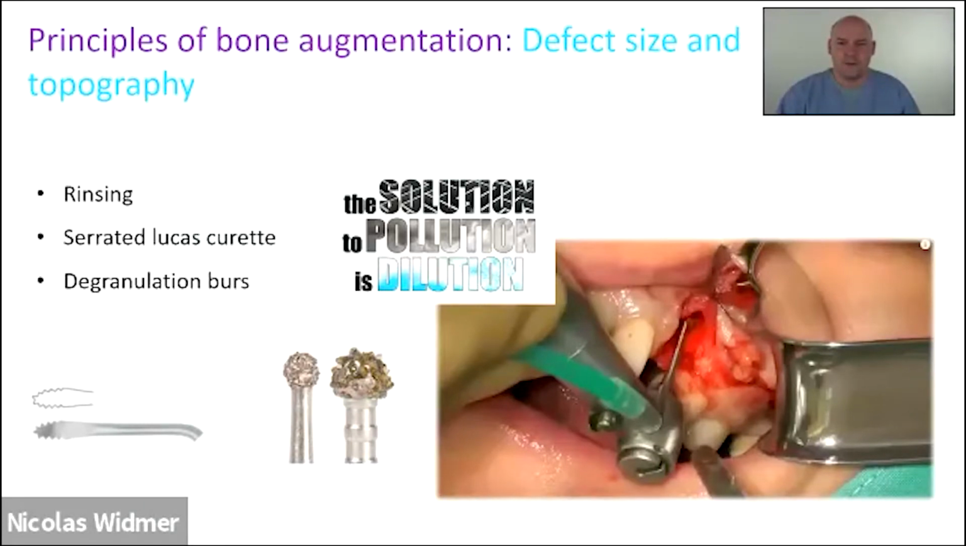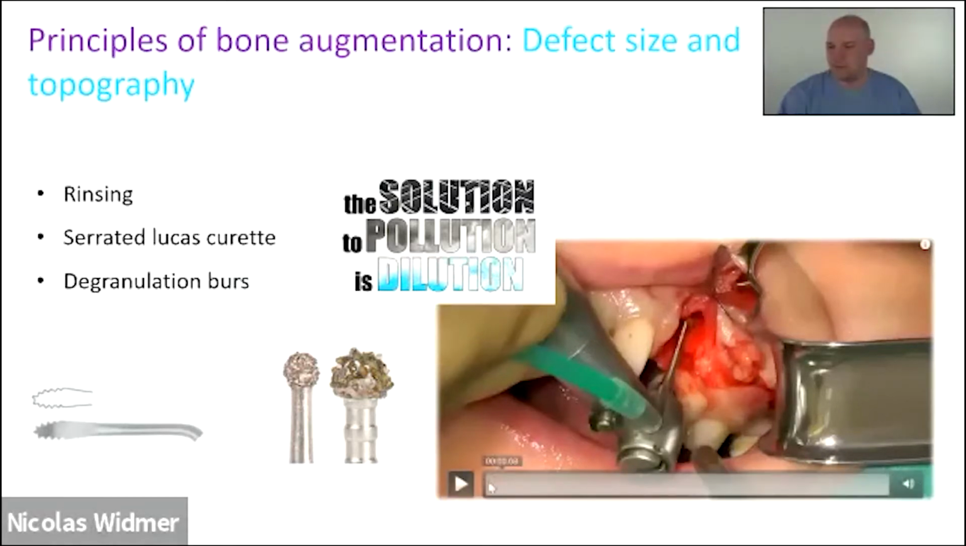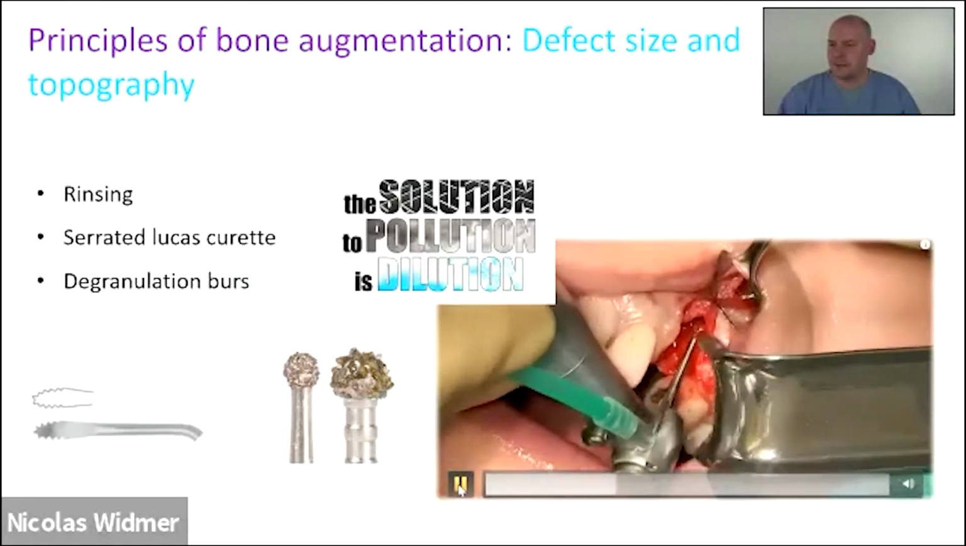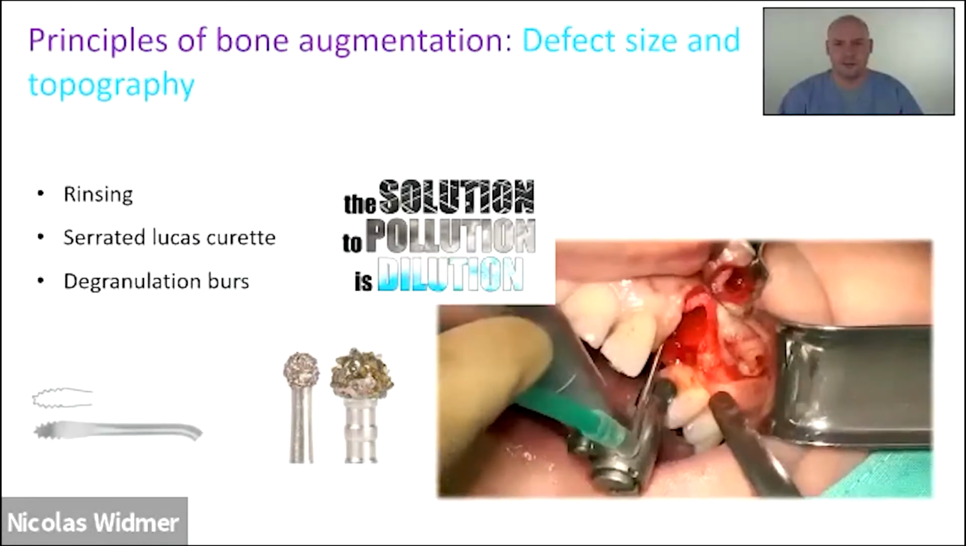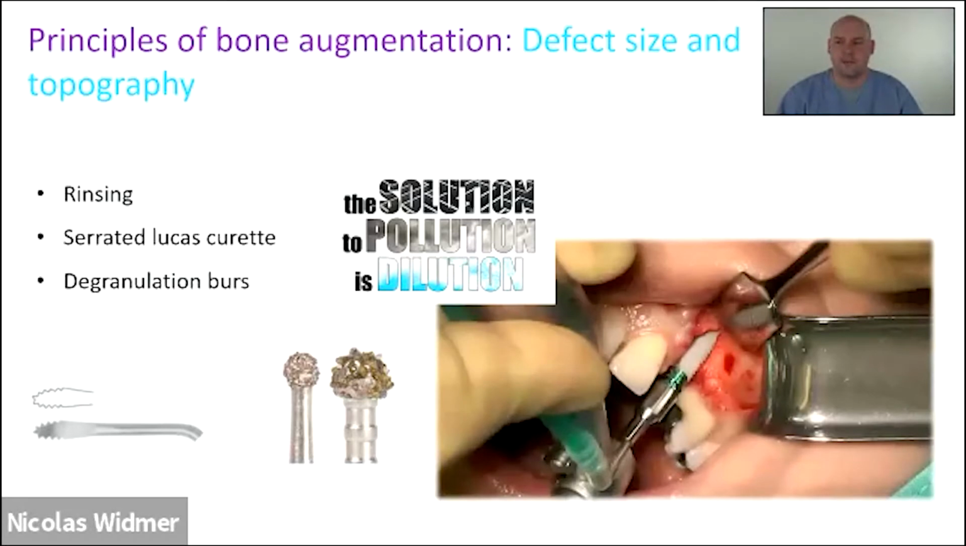Then what also really can help is a proper degranulation. Helpful are serrated Lucas curettes. Now you can buy them from different manufacturers. But the real game changer, in my opinion, is the degranulation burr. You can use this burr dry and slowly, and then you can use it with a lot of water for the cooling with better speed, and then you have also a dissolution effect.